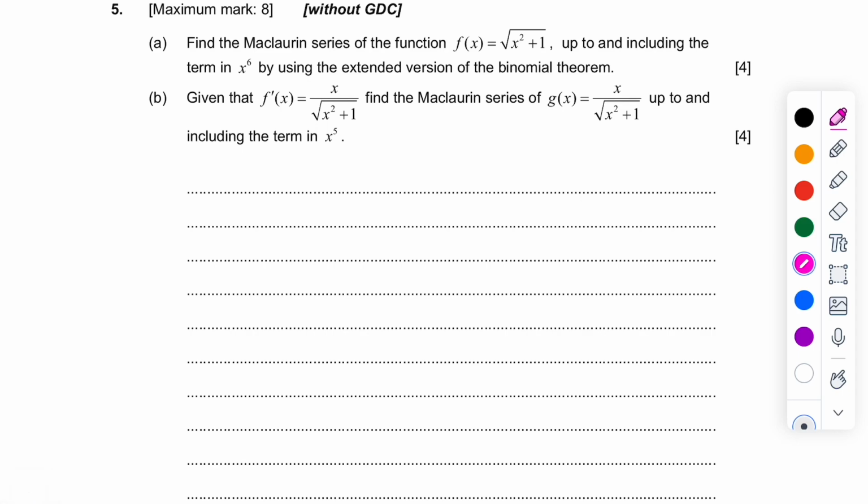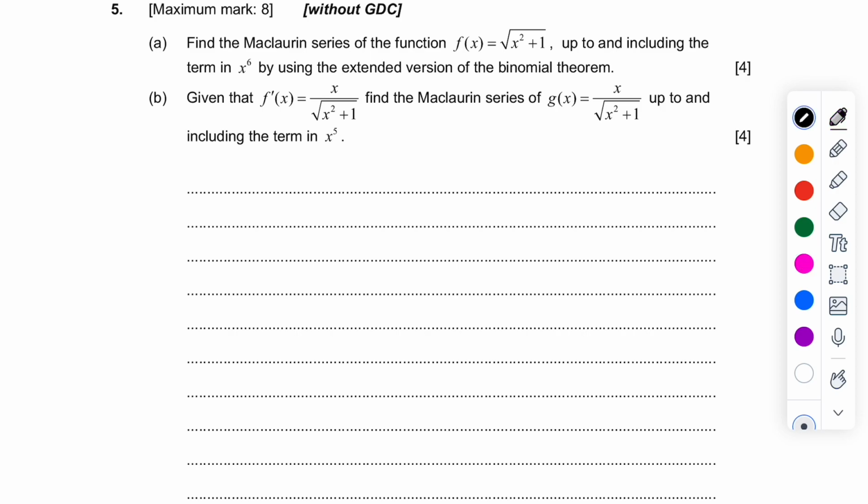Question number 5. Find the Maclaurin series of the function f of x equals square root of x square plus 1, up to and including the term of x power 6, by using the extended version of the binomial theorem. So he is asking using the binomial theorem.